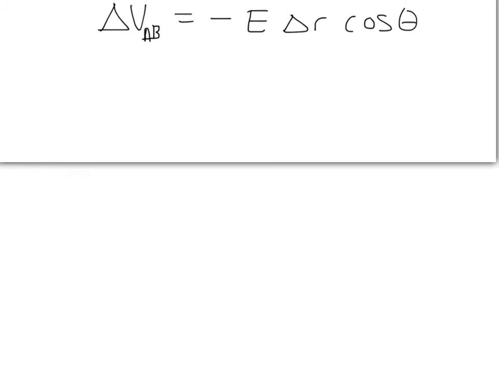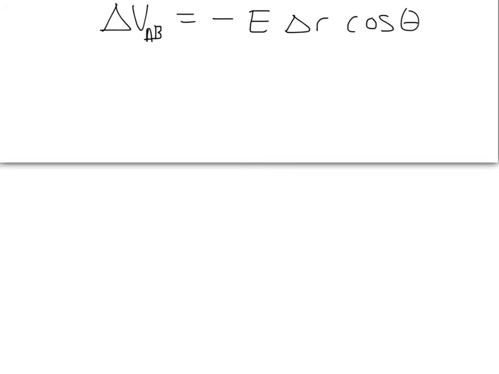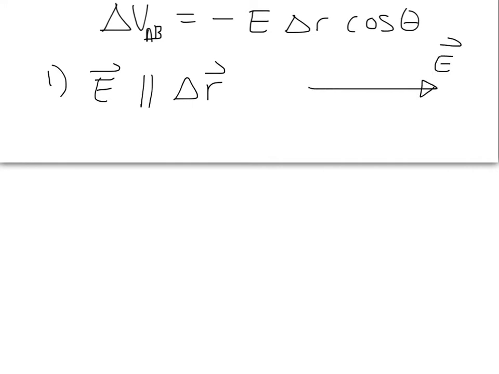Let me consider a couple of different cases here. I'll leave that formula up here. Let's consider case 1, where the electric field is parallel and in the same direction as delta R. In that case, you can verify. I'll just draw a little picture here. We have E, we have delta R. The angle theta is clearly 0 in this case.